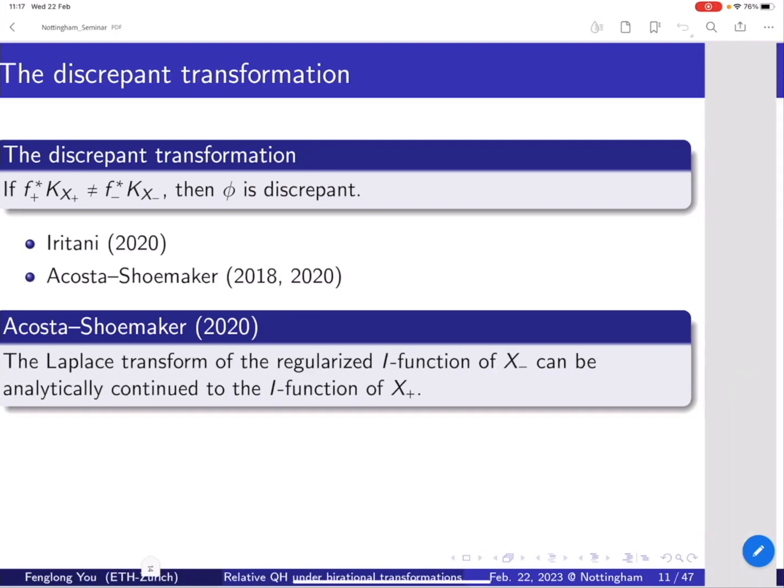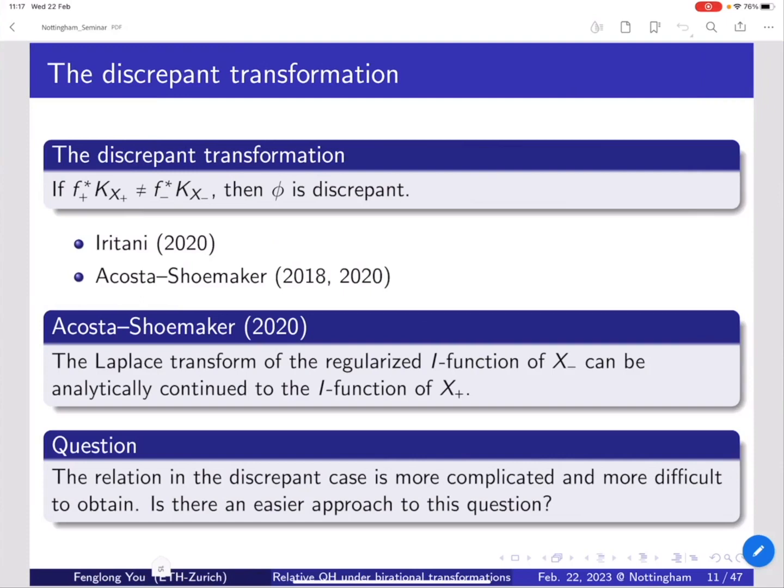If you don't know what they do here, it's okay, because it looks too complicated, right? The relation in the discrepant case is a lot more complicated, more difficult than the crepant case. For the crepant transformation conjecture, we just need to do analytic continuation, but in the discrepant case, there are some extra things that you need to do. So the question is, is there an easier approach to this question?